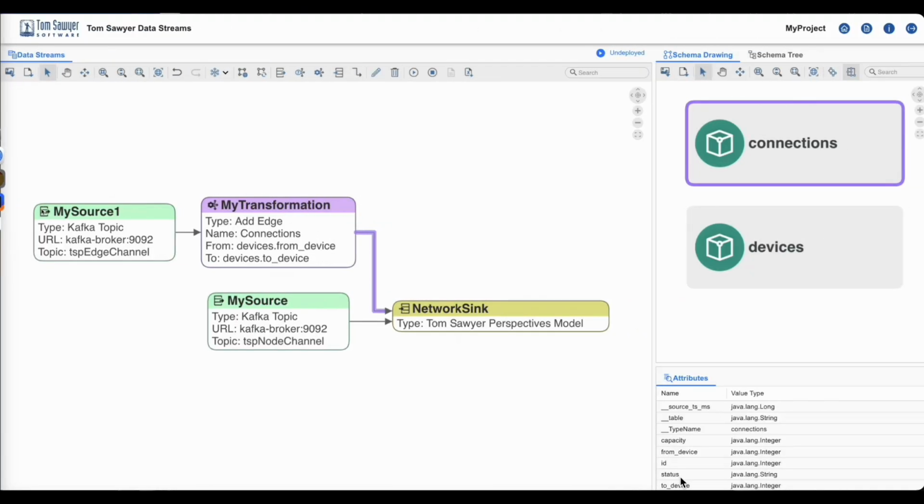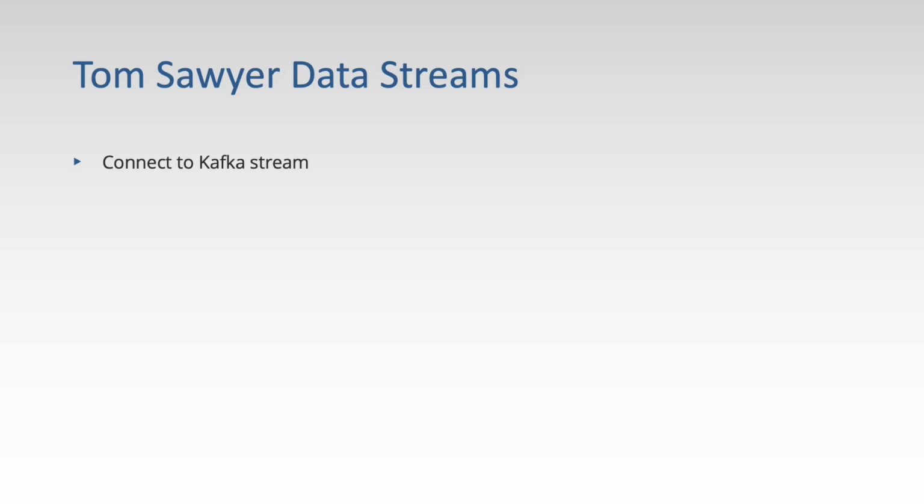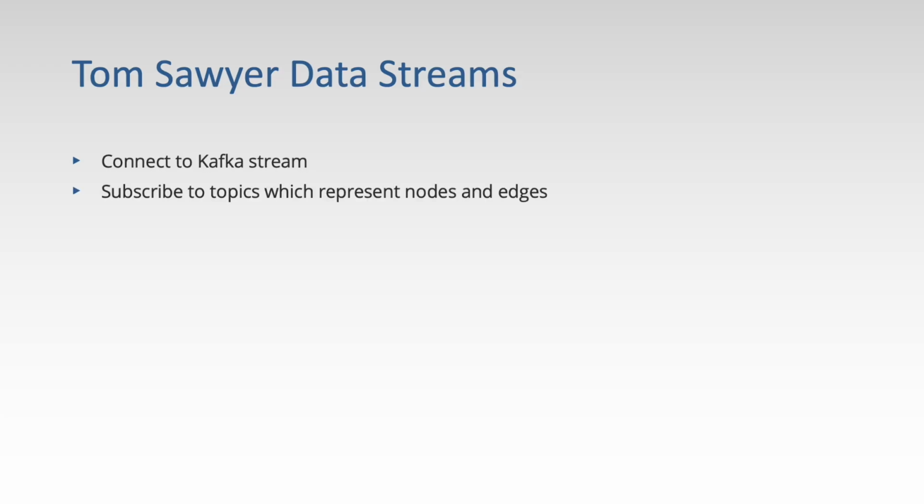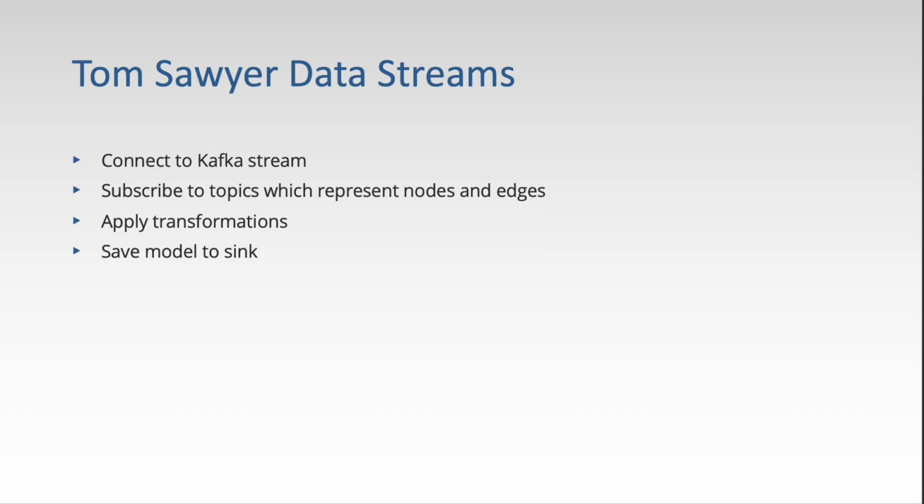In its first release, Tom Sawyer Data Streams will federate data from Kafka streams and will save models to a graph database. Additional data sources, syncs, and transformations will be supported in following releases. In order to create a knowledge graph, we are going to use Tom Sawyer Data Streams to connect to a Kafka stream, subscribe to topics, which represent nodes and edges, apply transformations, and save the model to a sync.